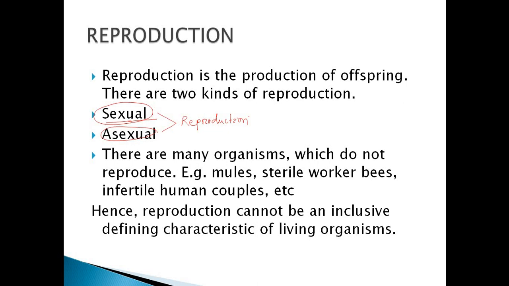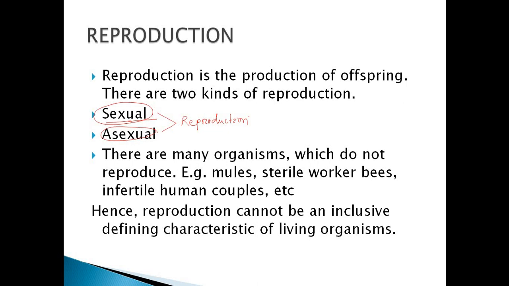Sexual reproduction needs a mate. That means two parents are involved and form the zygote, and from the zygote a new full individual is formed. And asexual reproduction does not need any partner. A single parent will divide by different modes of its body and form the offspring. Reproduction is important for continuation of generation, from one generation to the next generation.